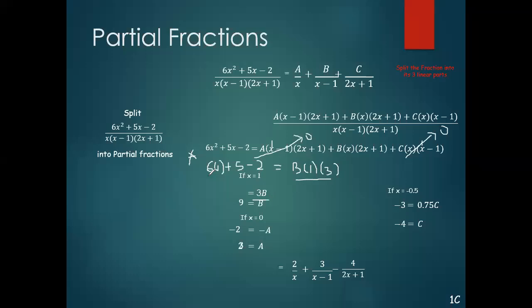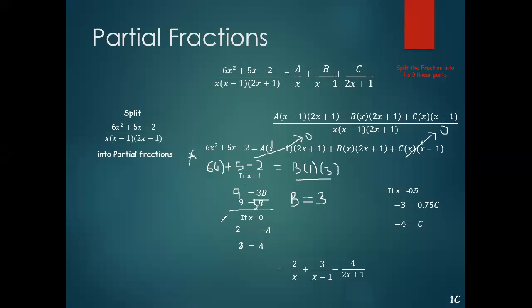This side, the right hand side will give us 3b. Okay, and then the left hand side is going to be 6 plus 5 is 11 minus 2 is 9. So we have the equation 3b is equal to 9. Now, if we divide both sides by 3, then it means that our b is going to be equal to what? Will be equal to 3. Okay, so that is the first solution.